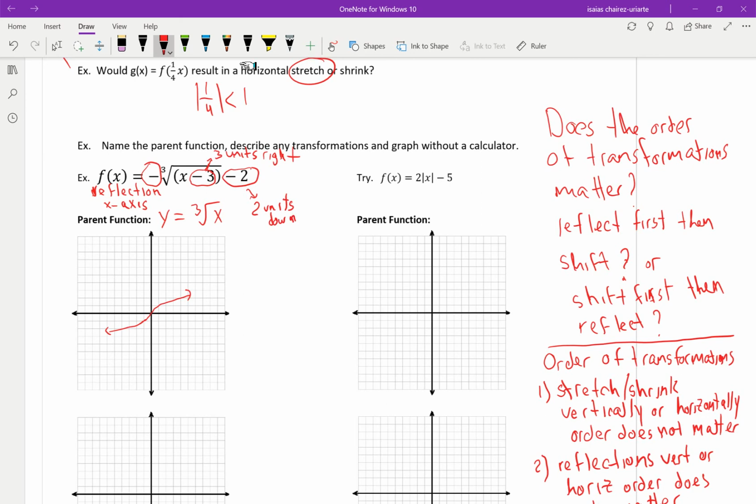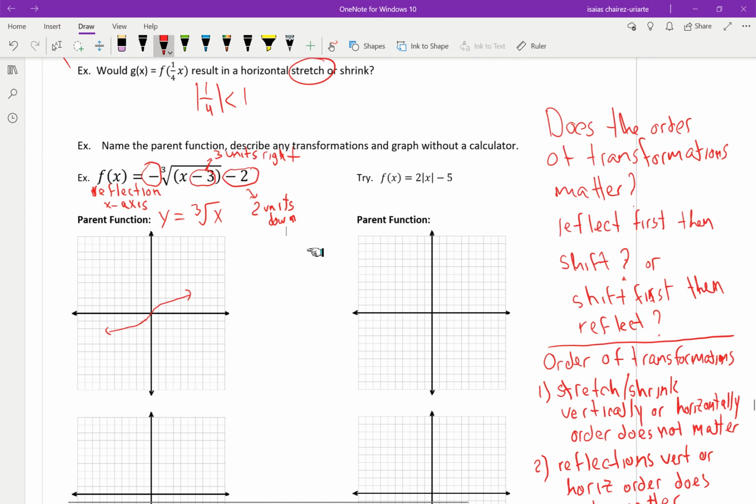And those are the three transformations that I see. So I start with my parent function, which is the cubic root of x. I know what its graph looks like. And then I have to do a reflection on the x-axis, and then I have to shift 3 units to the right and 2 units down. That's what I have to do.